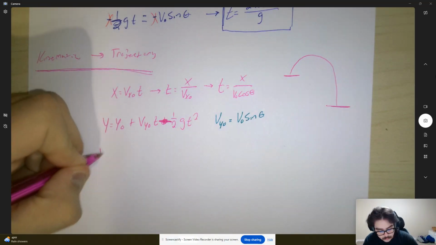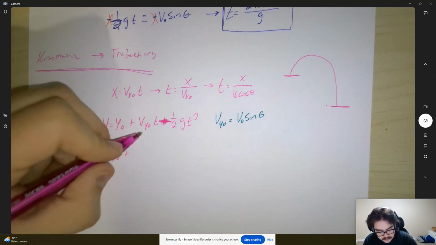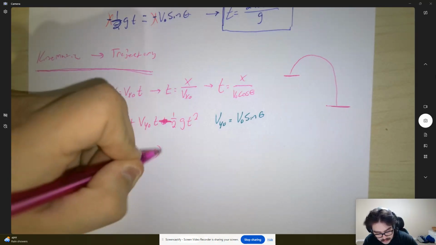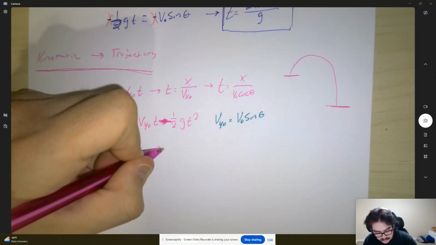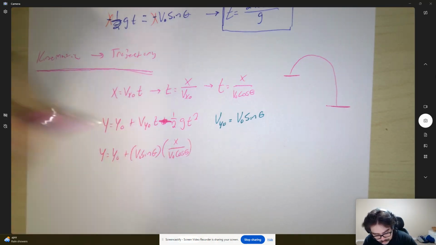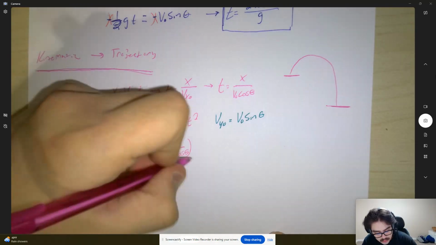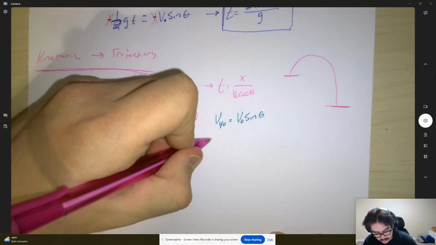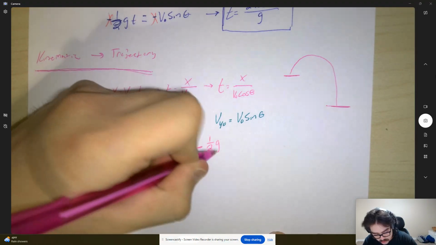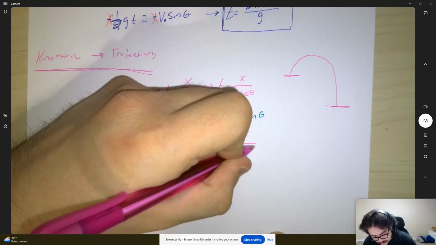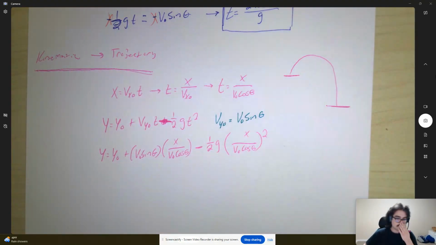Okay, so I'm going to do y equals y naught plus, and then v y naught is going to be v naught sine theta. T is going to be x over v naught cosine theta. I know it's going to look like a mess. And then I'm subtracting 1 half g t squared. So this is going to be 1 half g, and then t squared is going to be x over v naught cosine theta squared.